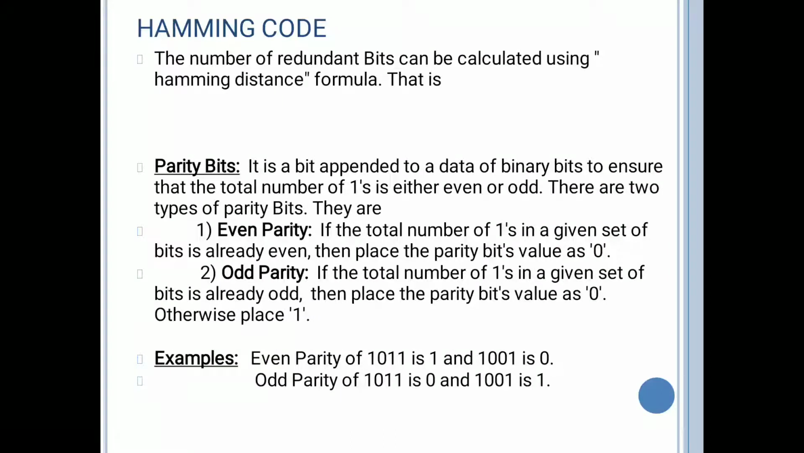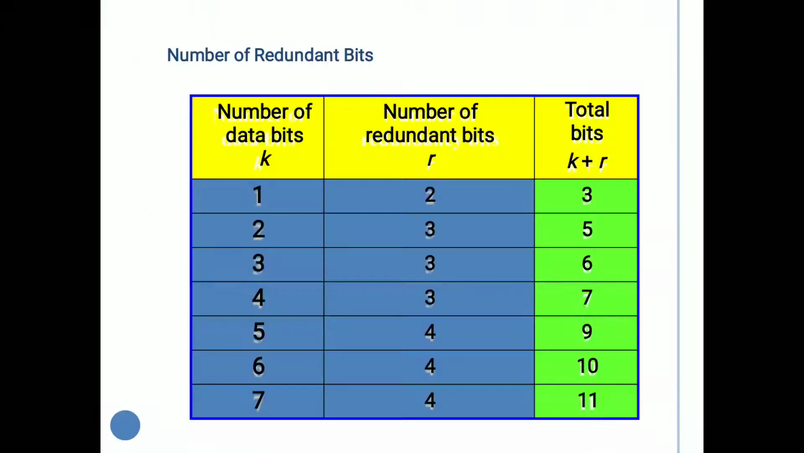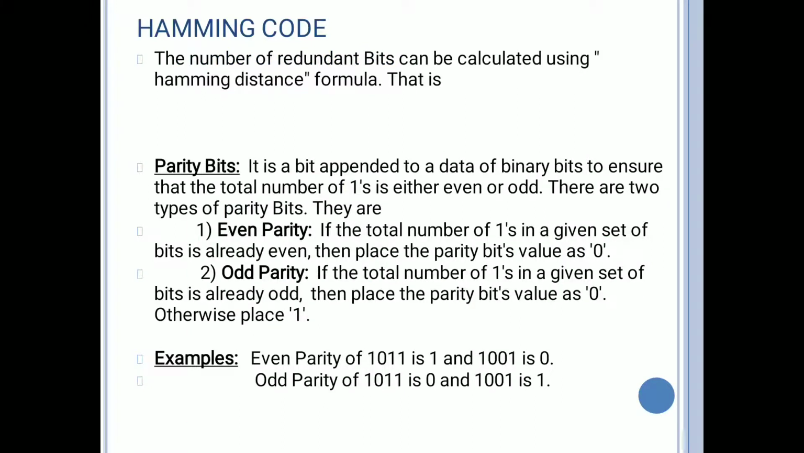In Hamming code, the number of redundant bits can be calculated. In the previous case we already discussed data bits, meaning the original data that the sender wants to transmit. Redundant bits mean that at the sender side, by using the encoding techniques, we are adding some redundant bits. So how many redundant bits are added? The number of redundant bits can be calculated using the concept of Hamming distance.